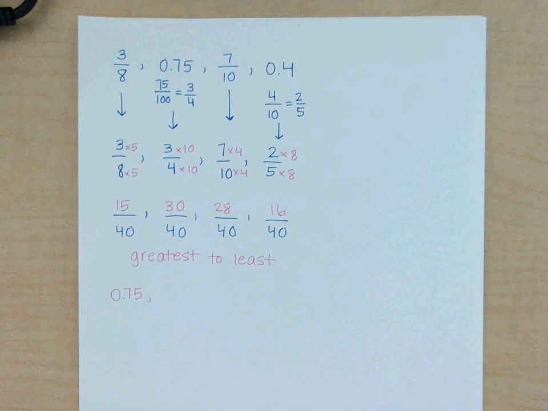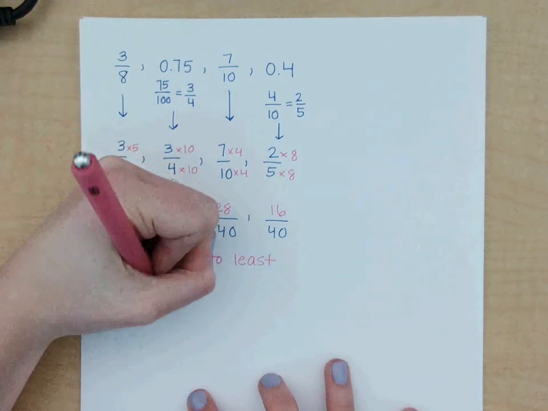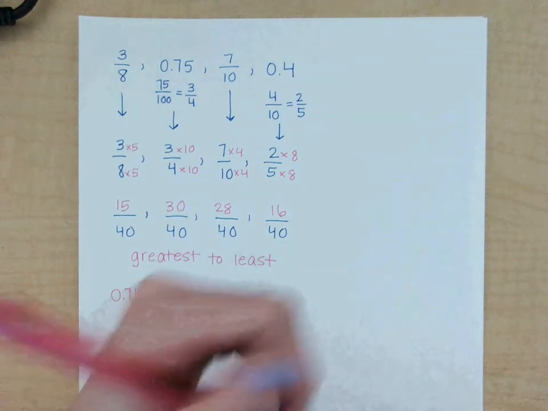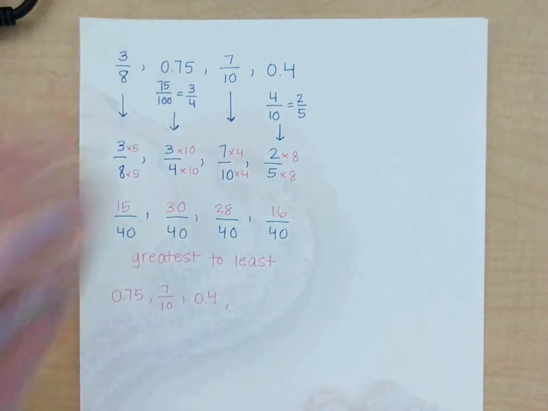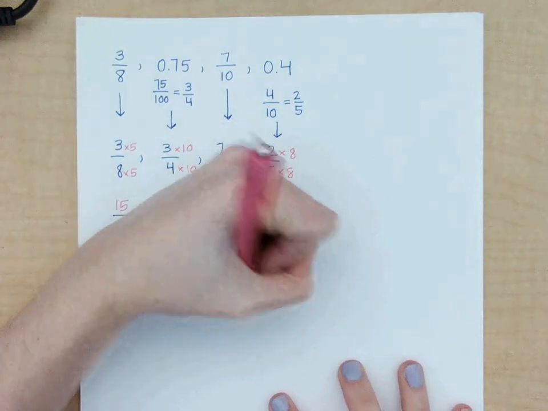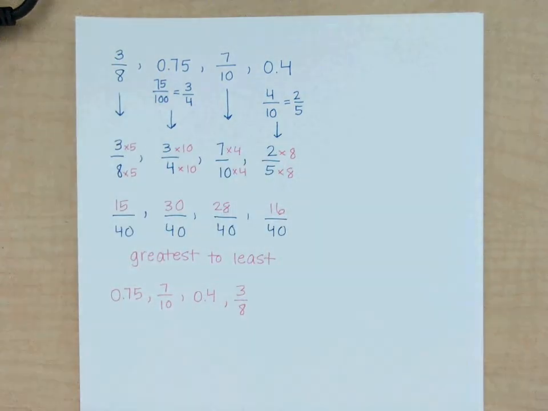We want to go back to the original. What's going to come next? 7/10ths, good. What's after that? 3/8. Greatest to least. 4/10ths. 16 is larger than 15. So 4/10ths. Then what's the smallest? 3/8. Okay?